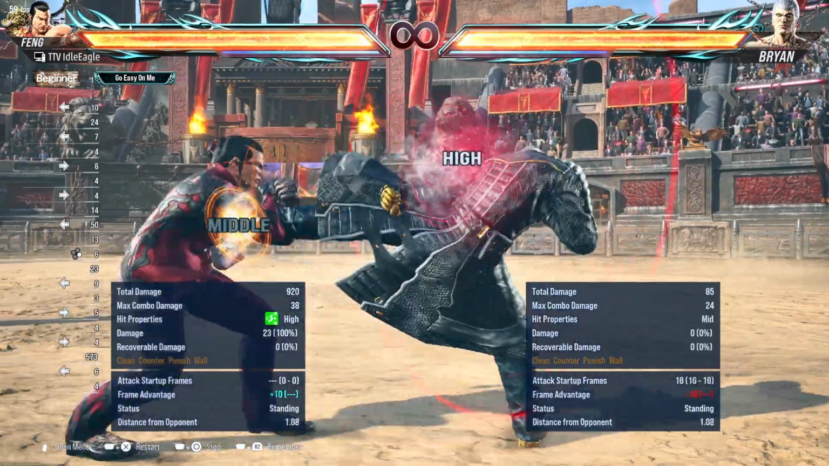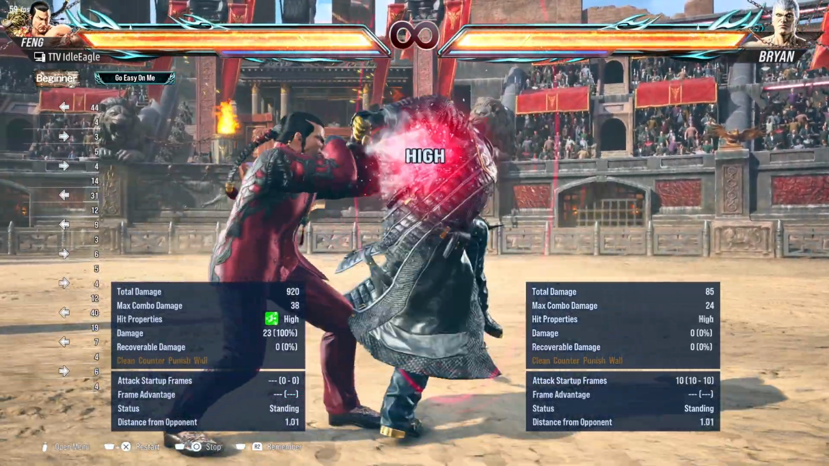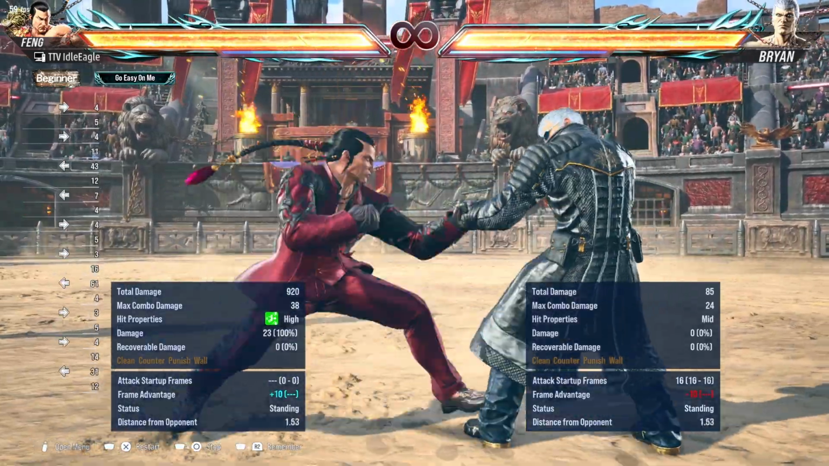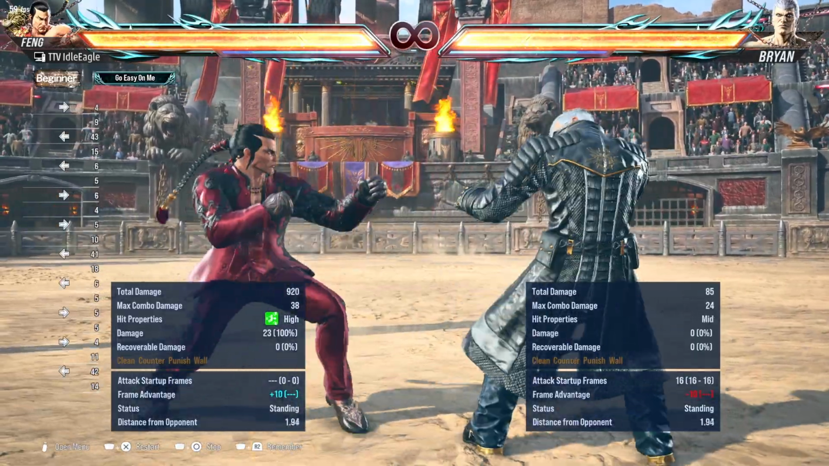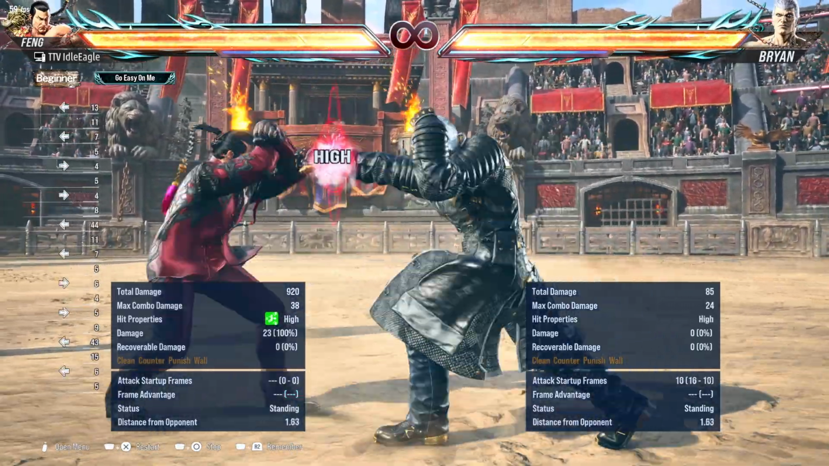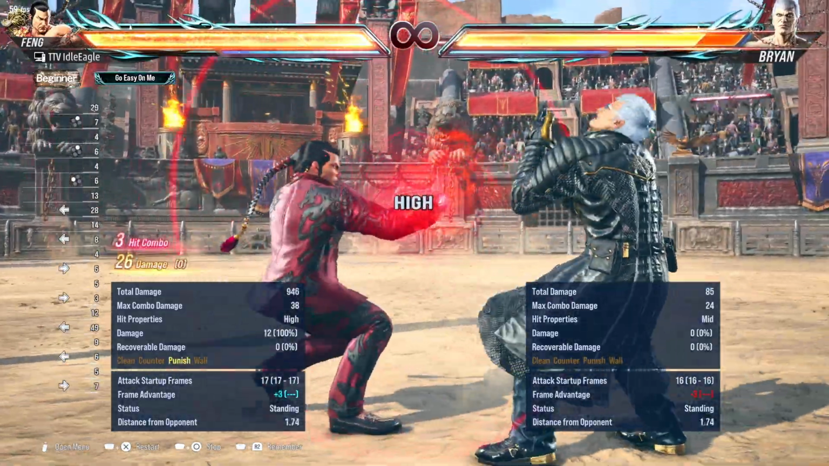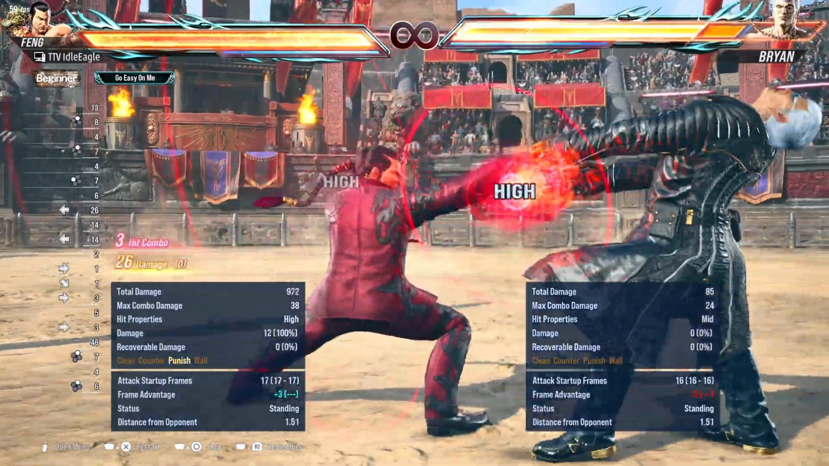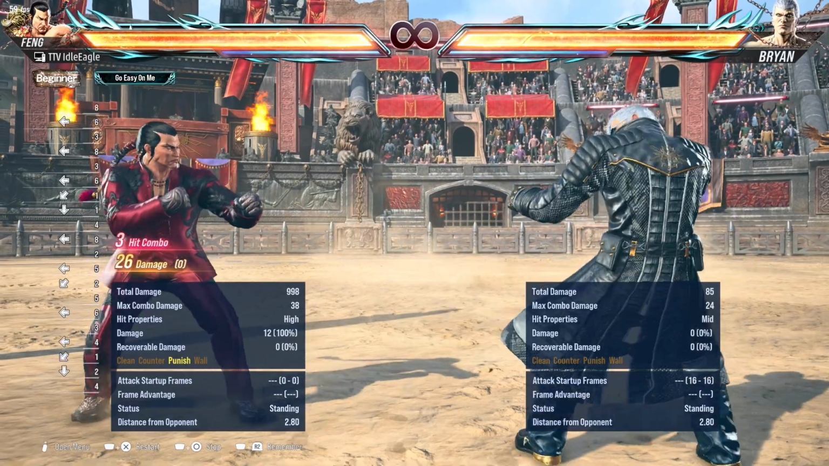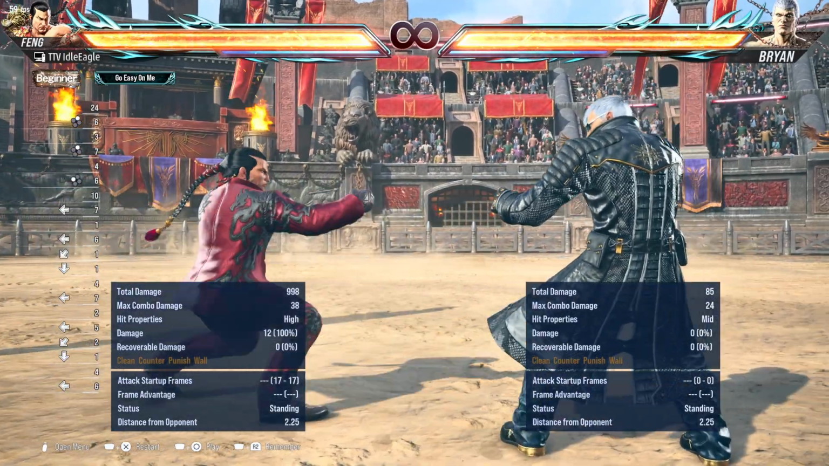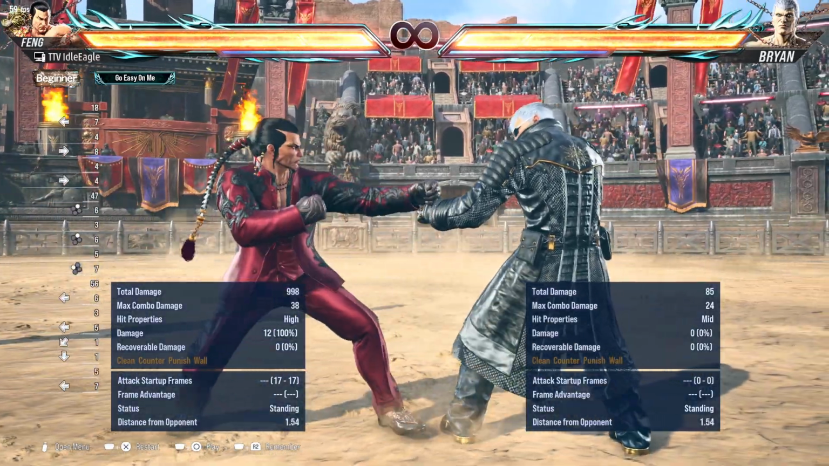See how it says +10 for me and -10 for Brian? Well, Brian, when he does this move, is stuck in that recovering animation for 10 frames. So it also means that he cannot block for 10 frames. And if I have a 10 frame move, I can hit him with my jab string, with my 10 frame punish, this is called. I can hit him with my 10 frame punish before he can block again.